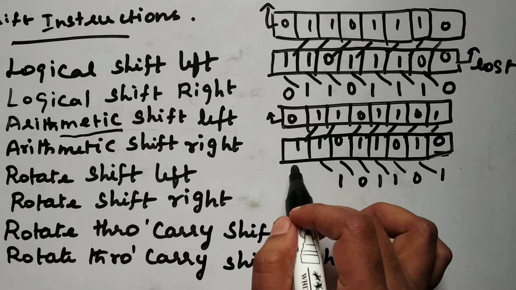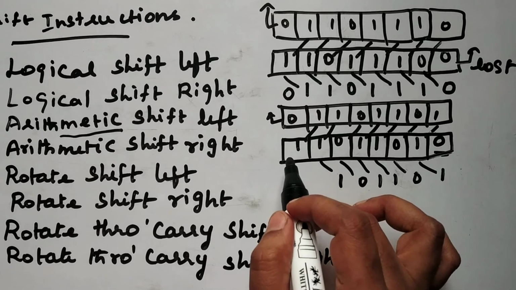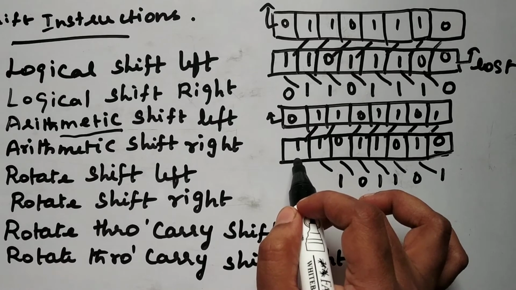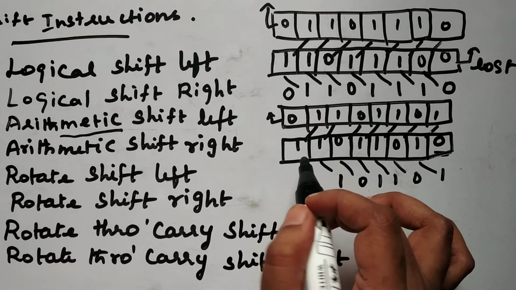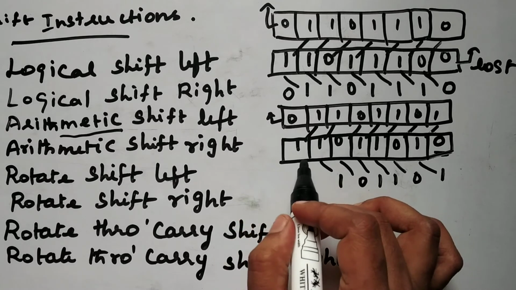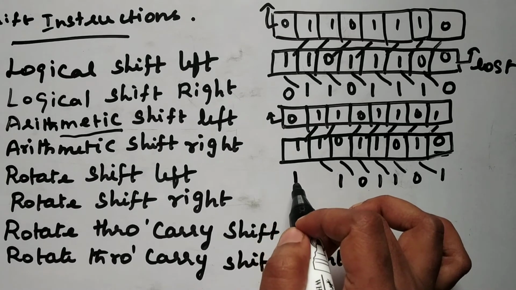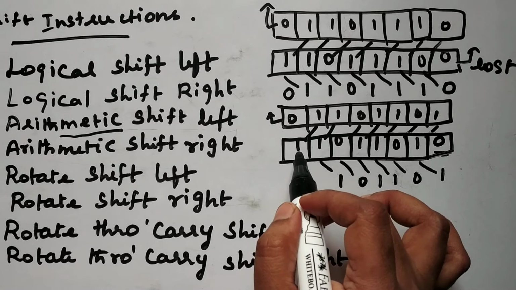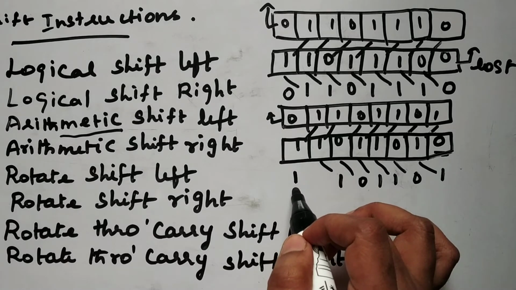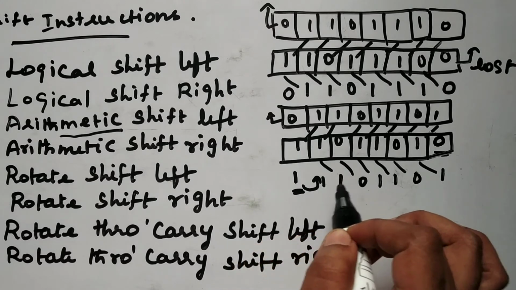Here, since it is an arithmetic shift operation, this will be considered as the sign bit. This particular bit, that is the most significant bit, will be considered as the sign bit. Whatever sign bit we have, we should not change it. So this will remain the same in the output. Whatever sign bit we have in the input, that same sign bit value should be produced in the output also. And whatever the sign bit is, it will be copied onto the next bit. So this is what arithmetic shift right is.